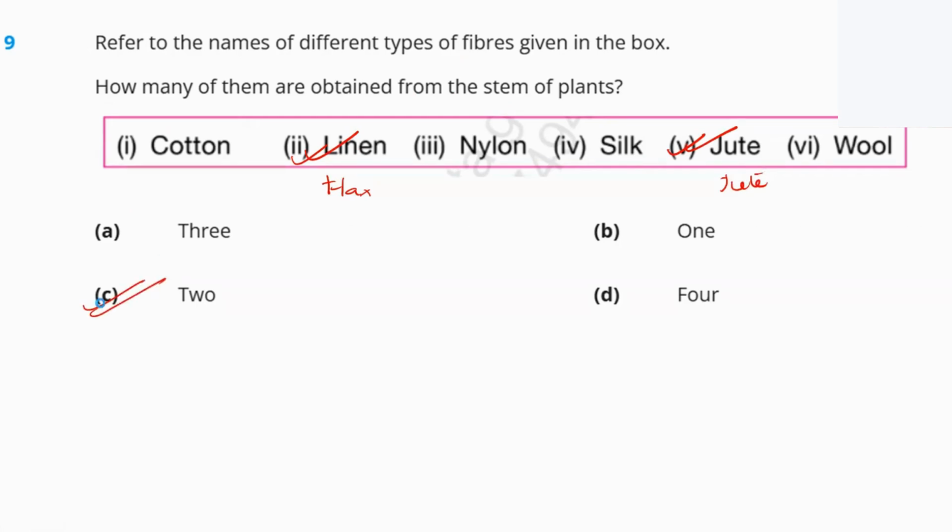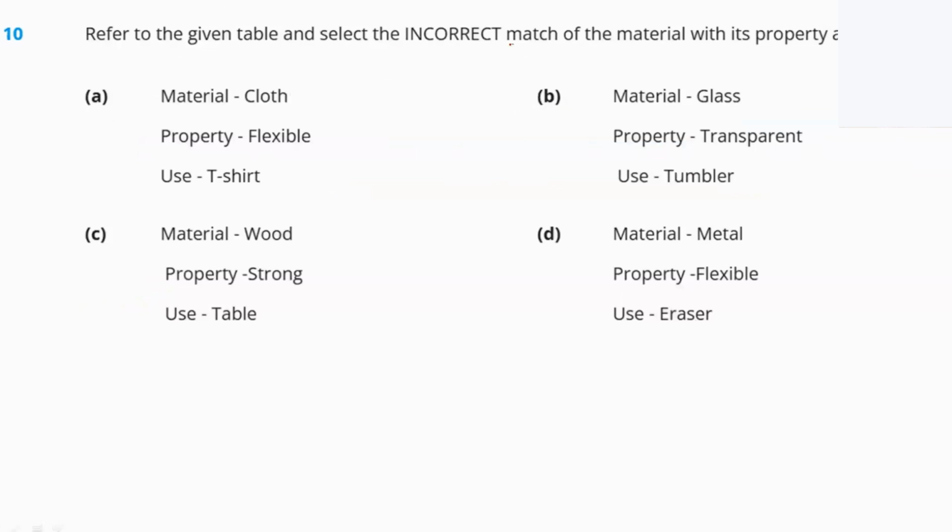Okay. Next. Refer to the given table and select the incorrect match of the material with its property and use. So if you notice very carefully, you will notice that option D, that is material is metal, property is flexible, metals are not flexible, and it is used to make erasers. No, metals are not used to make erasers also. So this is our incorrect match. Option D is our right answer.